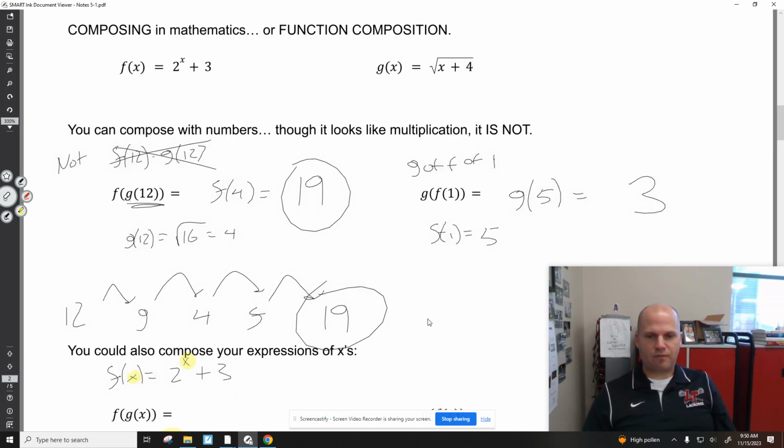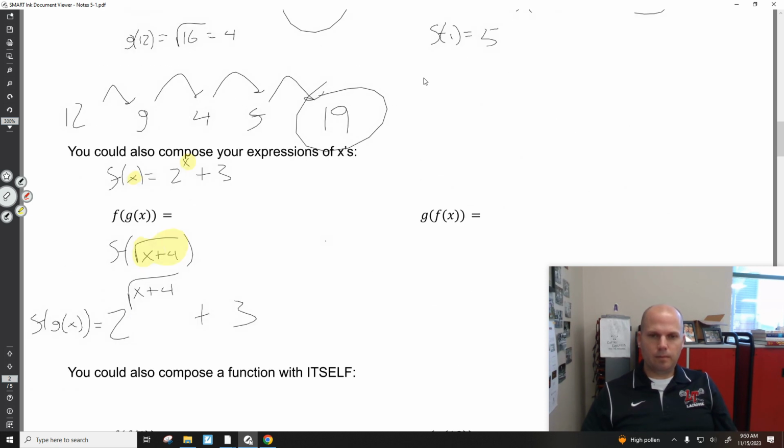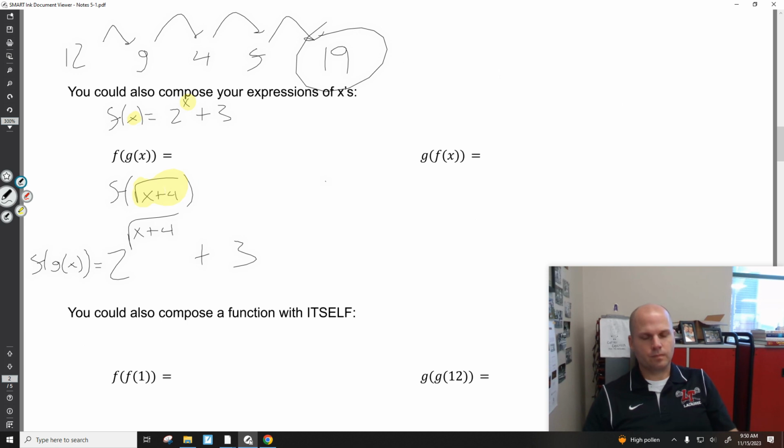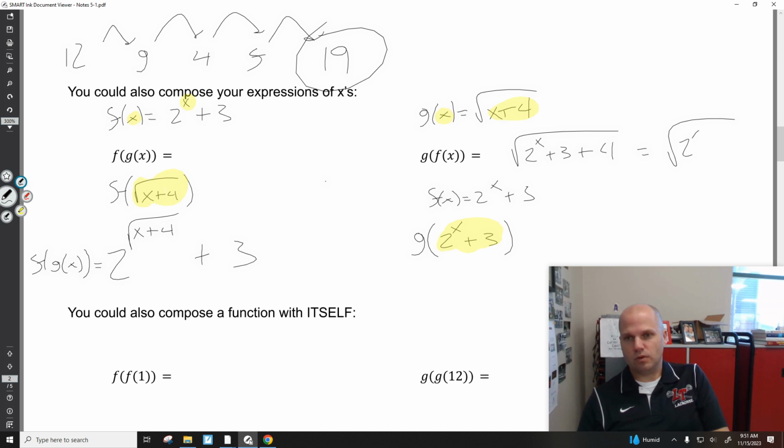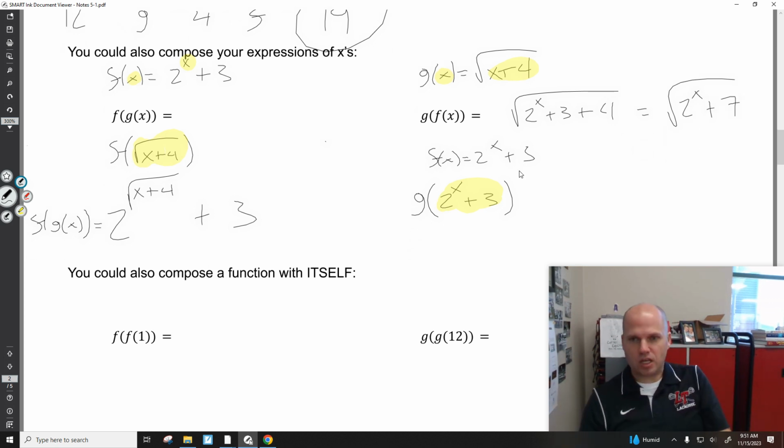So let's do that with G of F of X. F of X is 2 to the X plus 3. G of X is root X plus 4. Instead of X, I want to have G of 2 to the X plus 3. Wherever I see X, I'm replacing it with 2 to the X plus 3. What does that look like? Root 2 to the X plus 3, plus 4. And if you want to, you can simplify. We get root 2 to the X plus 7. This is now a bigger machine. G of F of X is root 2 to the X plus 7.